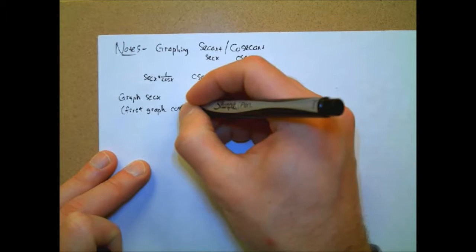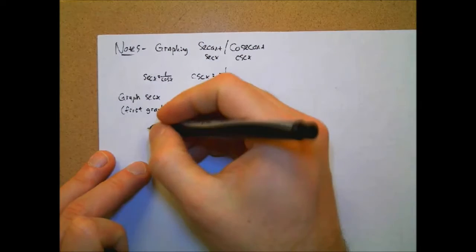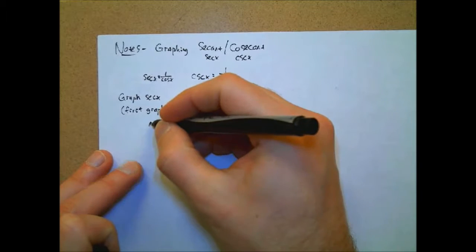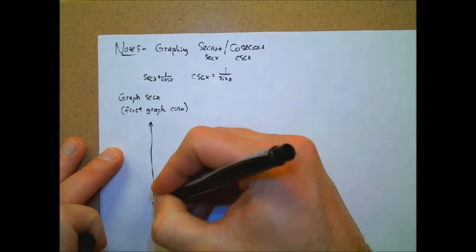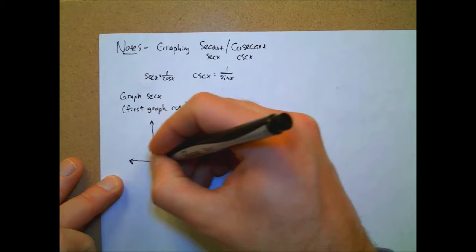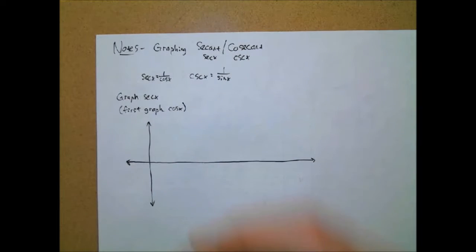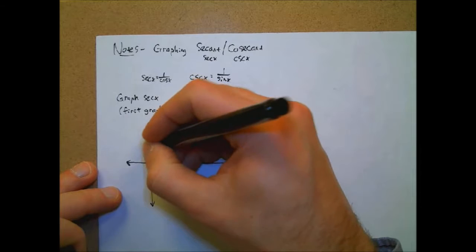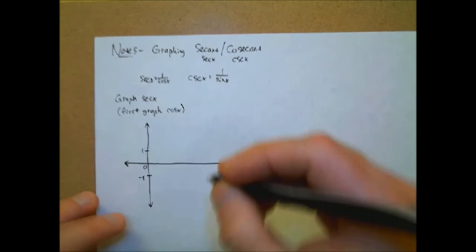Okay, so let's take a look, and then we'll kind of logic or reason our way through what secant will look like. Okay, so since it's just plain old cosine that we're going to graph first, right?